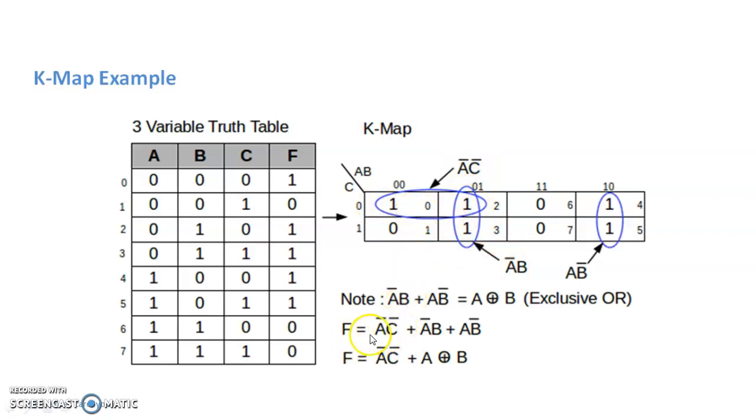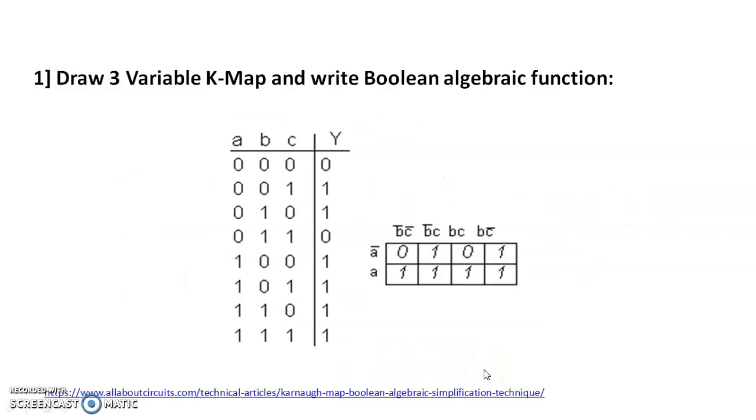So finally we got the expression for this truth table, that is F is equal to, you just have to add these main terms: A bar C bar plus A bar B plus A B bar. A bar B plus A B bar is nothing but A XOR B. That's why we write A bar C bar plus A XOR B. So this is the minimized expression.